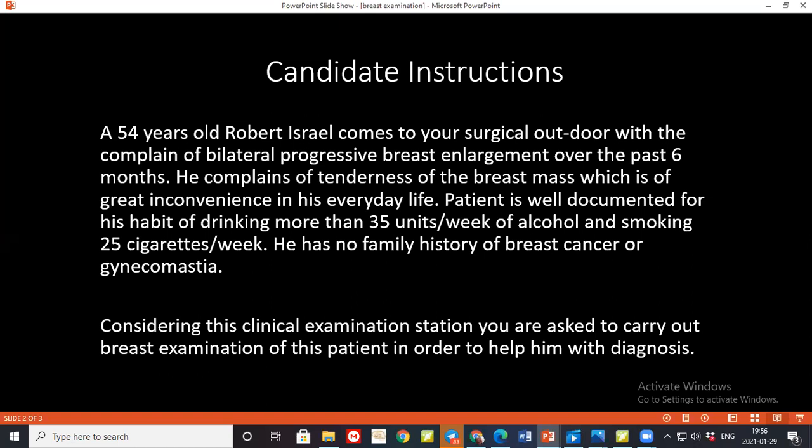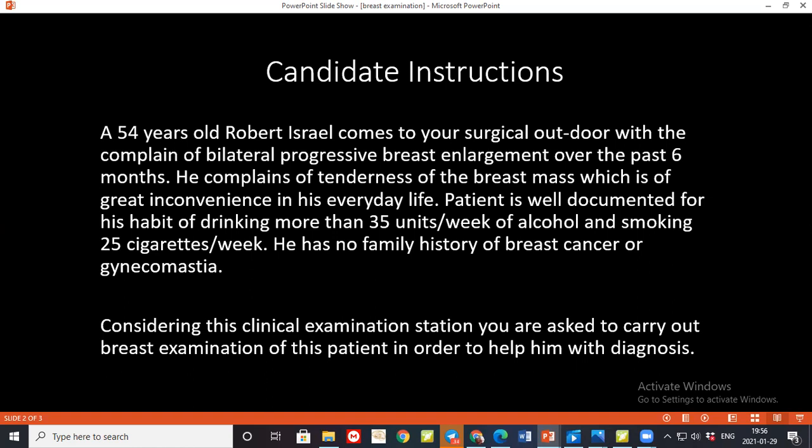I'll request the patient to take off his gown and I'll ask him to sit upright on the side of the bed, keeping his arms by the side with the hands relaxed on his thighs. And then I'll start by taking a close look at the breast for scars, asymmetry, or any mass.